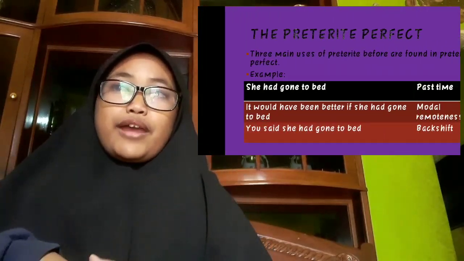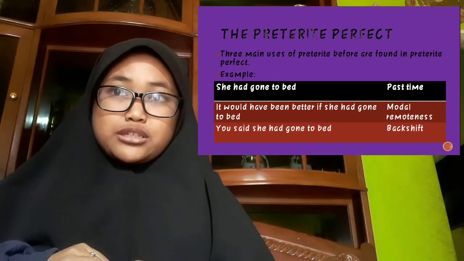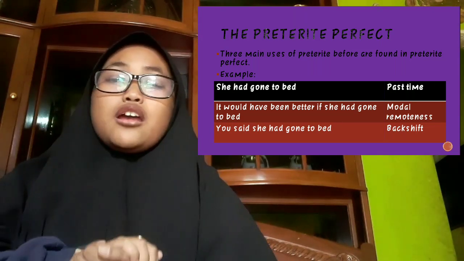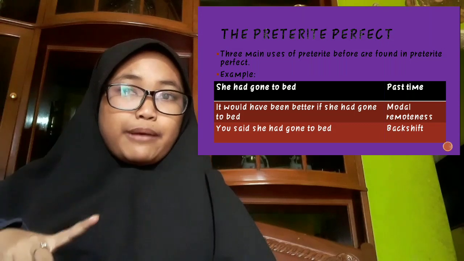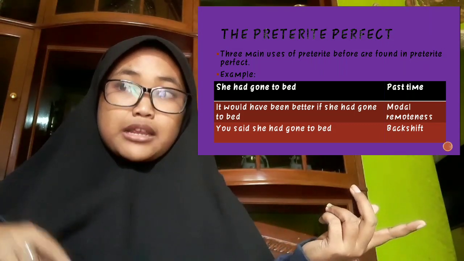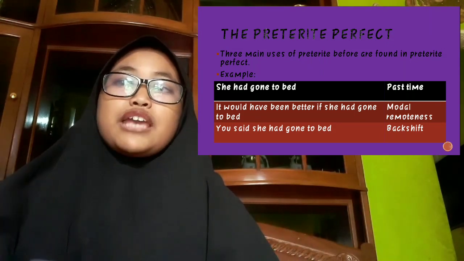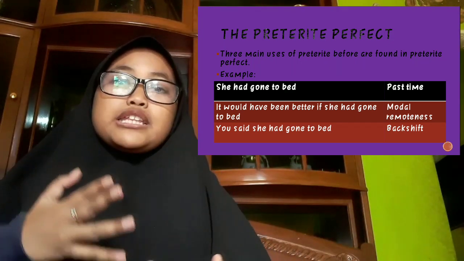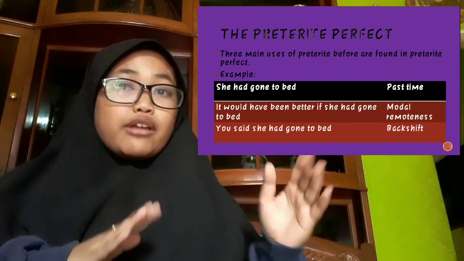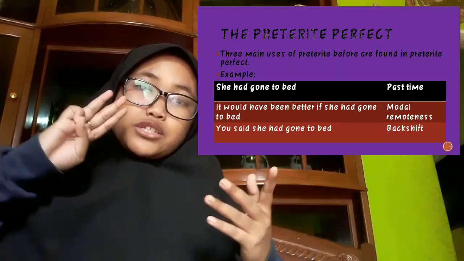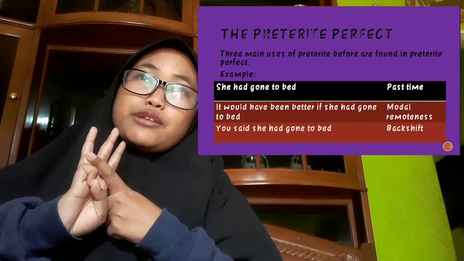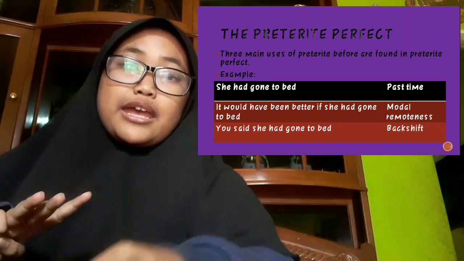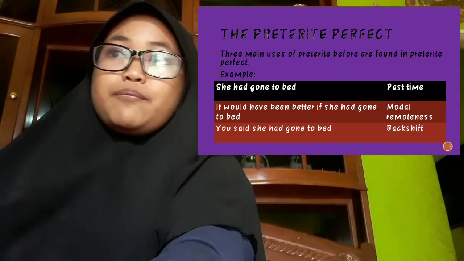The preterite perfect consists of three main uses, which are found in the preterite perfect. For example, "she had gone to bed." There is a past time. "It would have been better if she had gone to bed." There is a modal remote. "You said she had gone to bed" is the backshift. We already learned about the three main uses, which are past time, modal, and backshift, in the lesson before.